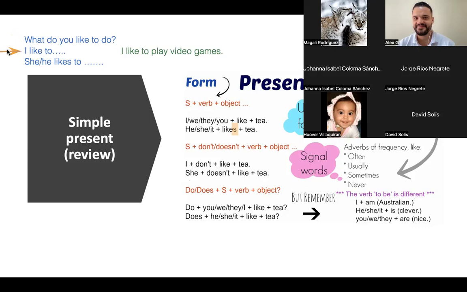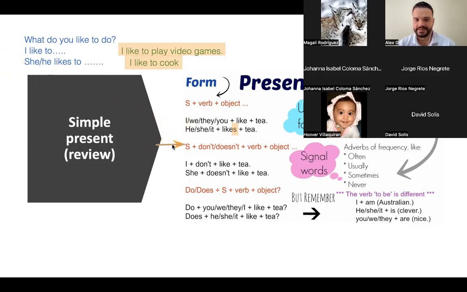I like to cook. Excellent. I like to cook, right? So here we have two perfect examples of the simple present, the subject plus the verb plus the complement. I like to play video games. I like to cook. This is the simple present. For third person, remember that we have to use the S, okay?